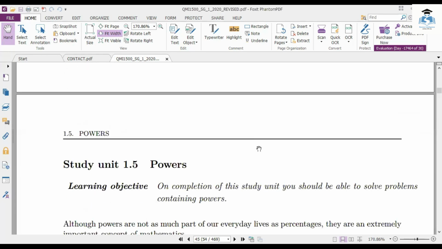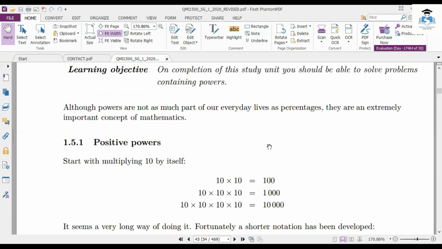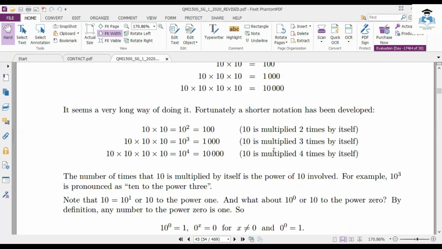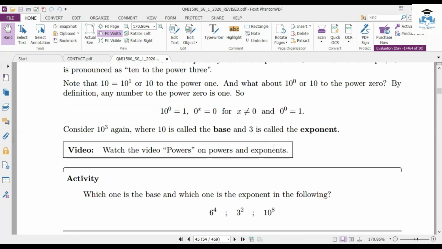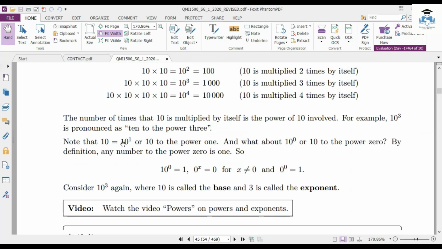Yeah, fractions, we are done. Now we are on powers. So take note, any number to the power 0 is 1. And 0 to the power any number will always be 0, where x must not be equal to 0. And 0 to the power 0 is 1. So anything to the power, even a to the power 0 must give you what? 1.